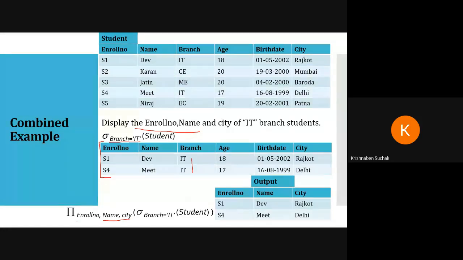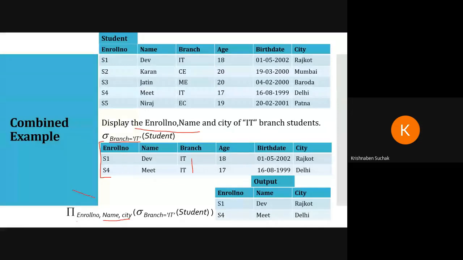Okay, screen is visible to you, right? Yes, ma'am. Yes, ma'am.